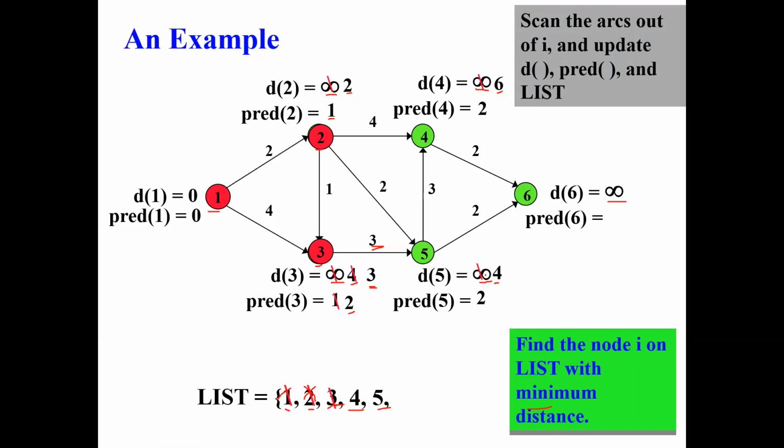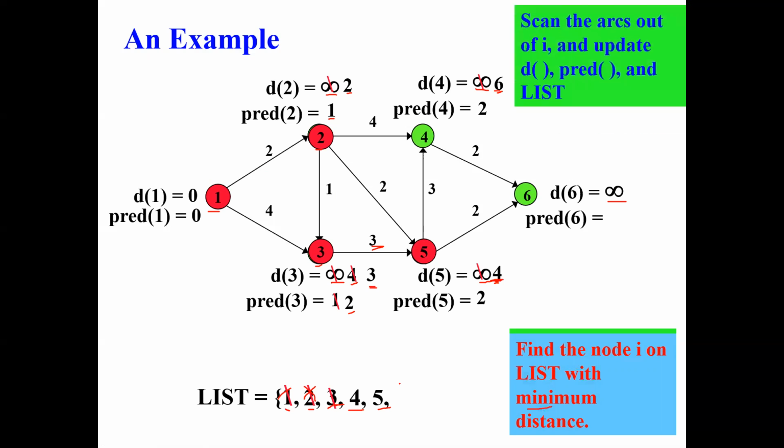So we are done with 3. So we have 2 nodes in the list, 4 and 5. We're going to look for the node in the list with the minimum distance. So we have 6 and we have 4. So the minimum distance is for 5. So we're going to start with 5. From 5, you can reach 4 and you can reach 6.